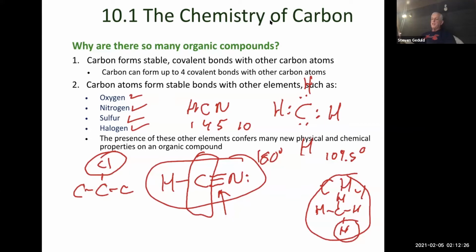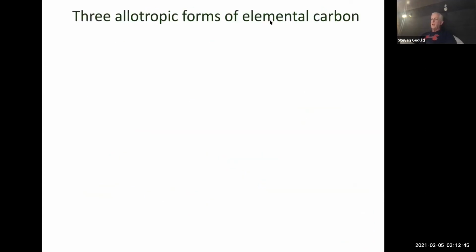Now, the presence of all these elements gives different physical properties and different chemical properties to organic compounds. So we have hundreds of thousands of organic compounds because carbon can combine with so many different elements in so many different ways. Carbon has 3 allotropic forms. Allotropic means the basic forms of carbon. It can be graphite in planar layers, in other words, set across one plane. That's the most stable form of carbon.